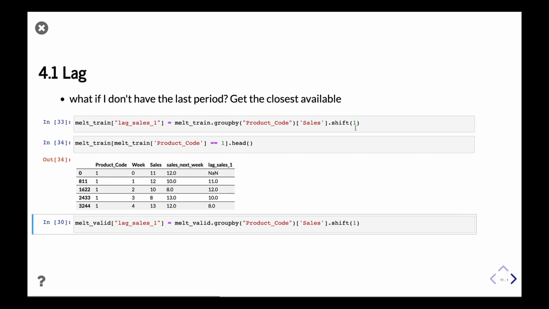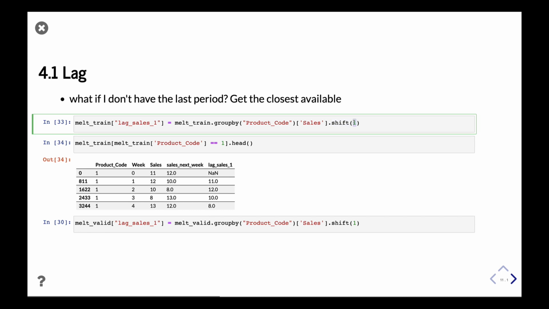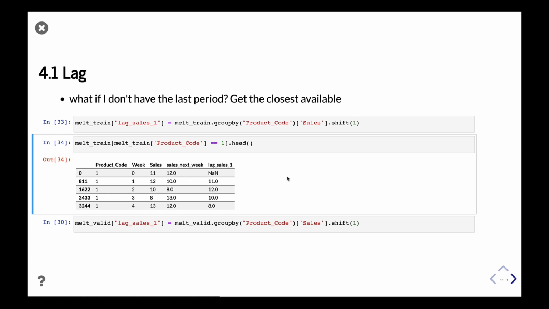And you do this very simply with the group by function on the sales column, and you shift it by one step. Remember that we were shifting by -1. So now we are shifting forward. So we are getting the last row to align with the next row, okay? Because now we are talking about features and not the target.